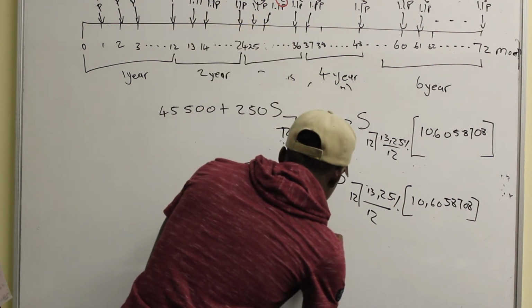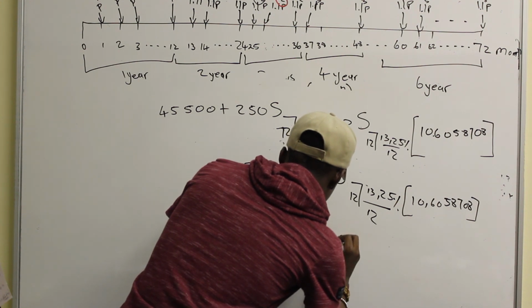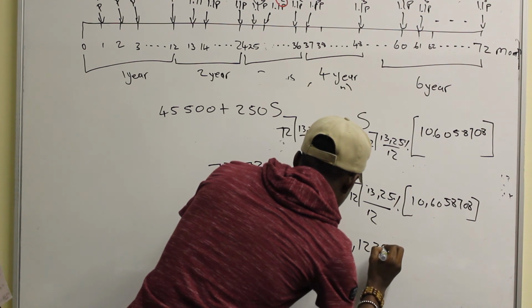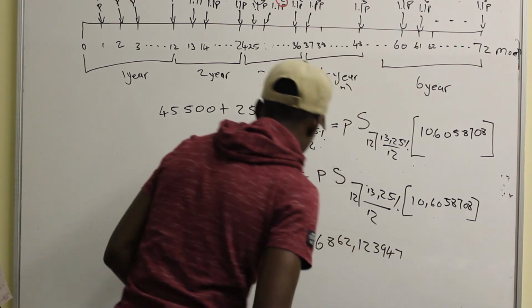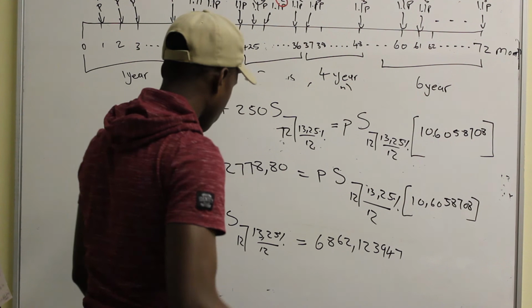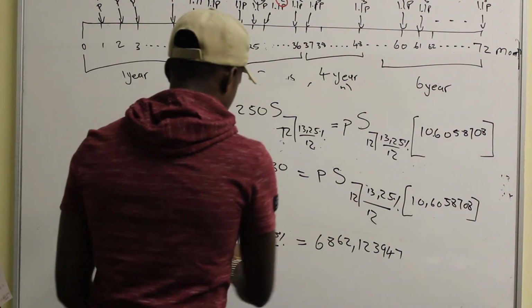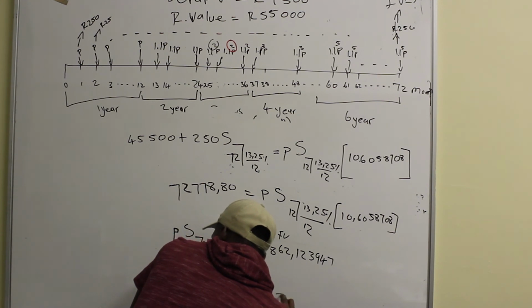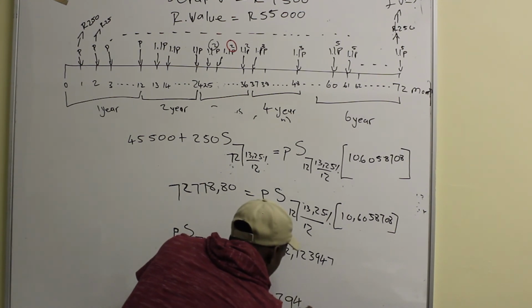We're going to be left with 686.123947. Then we use our expensive calculator to find the value of P. It's 537.94.